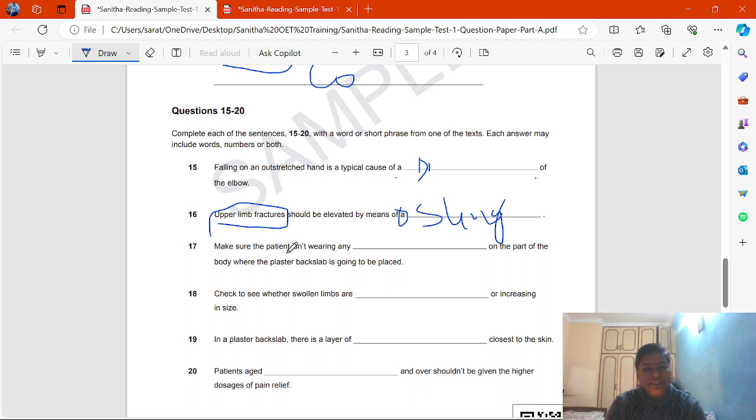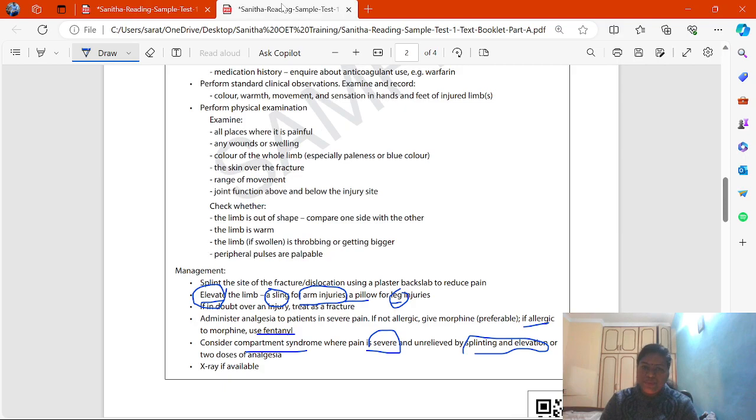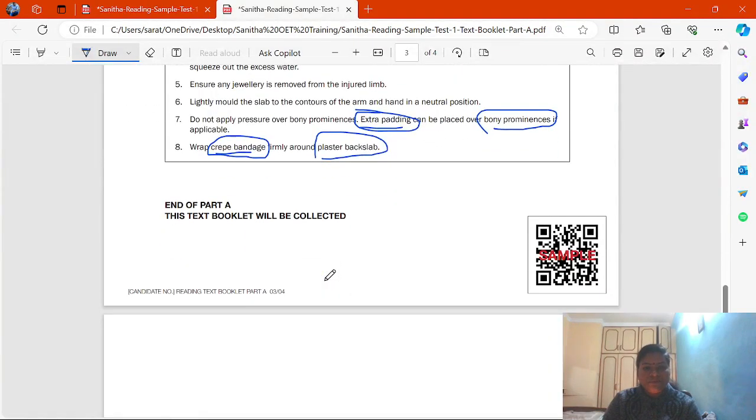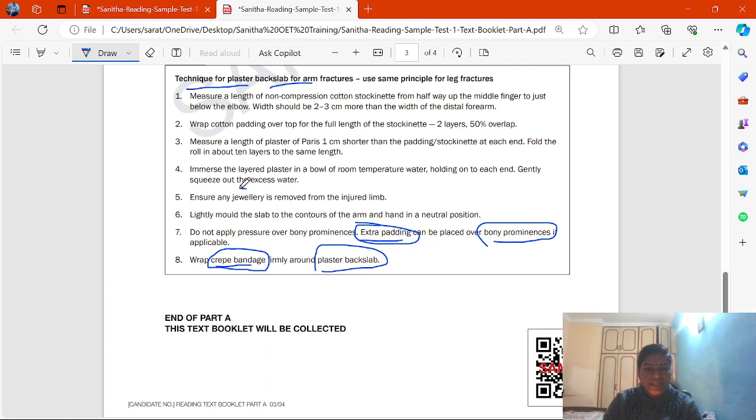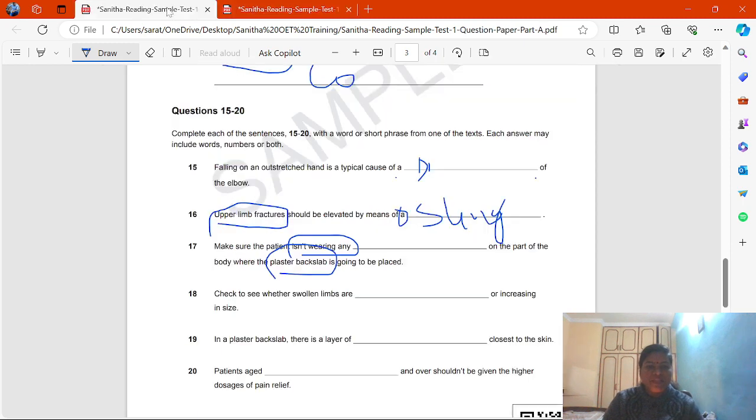Make sure the patient is not wearing any dash on the part of the body where the plaster backslab is going to be placed. Here the plaster backslab is in part D. We have to find out where the plaster backslab is placed, so go to D. Ensure any jewelry is removed from the injured limb. Ensure means not wearing any. Make sure the patient is not wearing any jewelry on the part of the body where the plaster backslab is going to be placed.